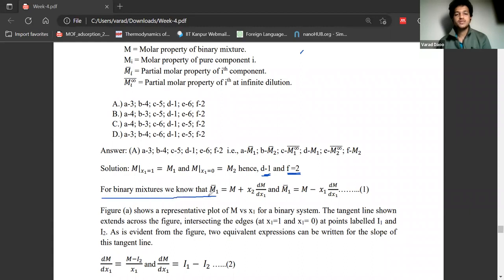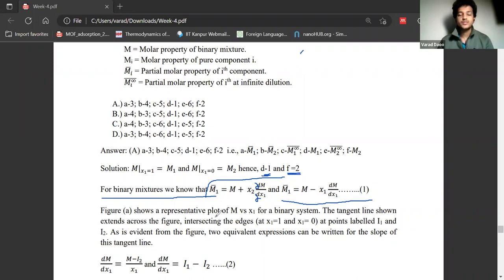And for a binary mixture, we know that M1 bar is nothing but M plus x2 into dM by dx1. Actually, it can be D or it can be 2 also. And M1 bar is nothing but, this is in terms of x2 and x1. If we substitute this x2 in terms of x1, we get this expression.